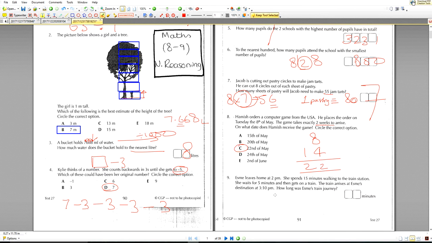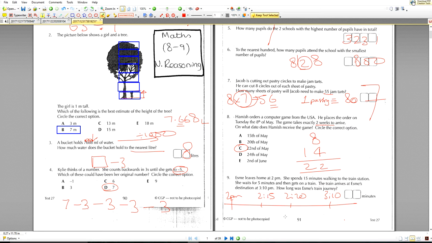Question number 9. Esme leaves home at 2 p.m. She spends 15 minutes walking to the train station. So she leaves home at 2 p.m., and she takes 15 minutes to reach the train station. She waits for 5 minutes and then gets on the train. The train arrives at Esme's destination at 3:10. Okay, so we have arrives at 3:10. How long was Esme's train journey?